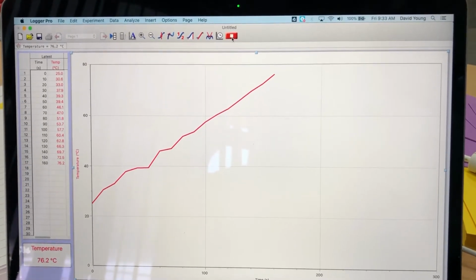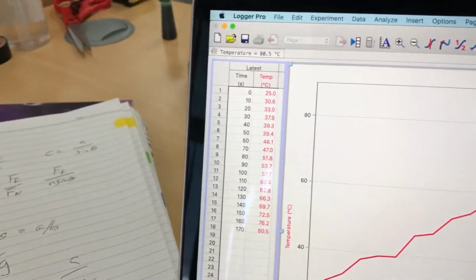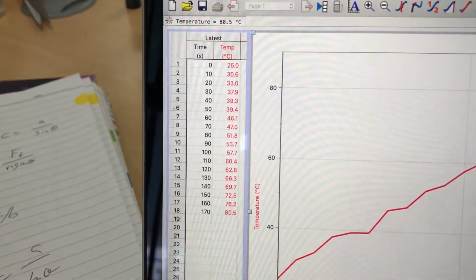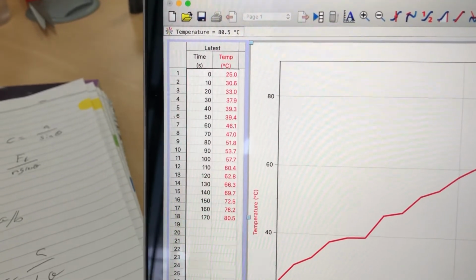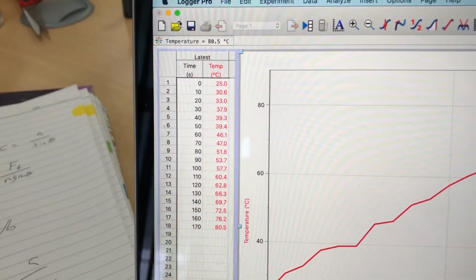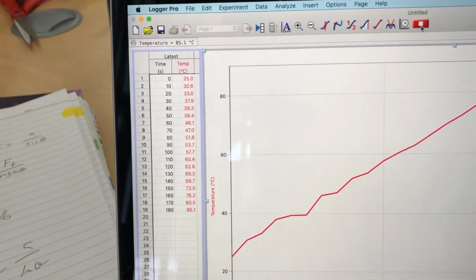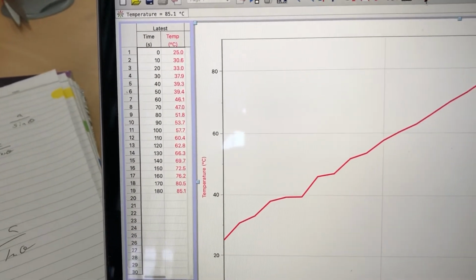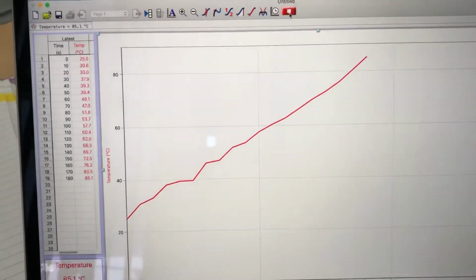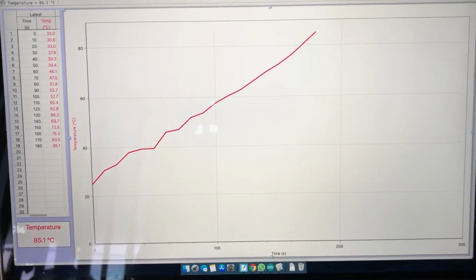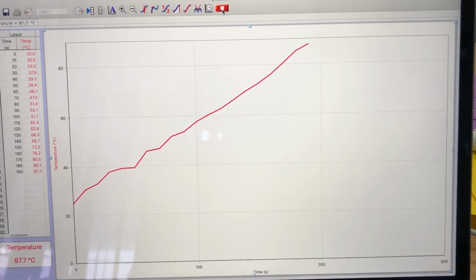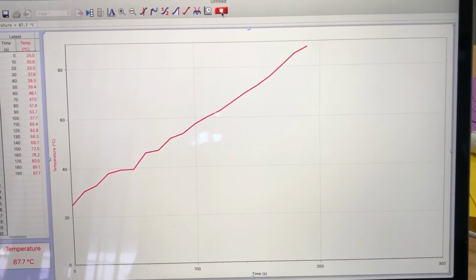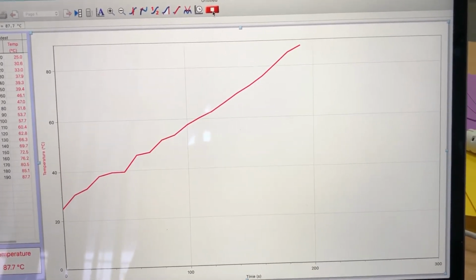Again, this is why the interface is really great, and this is also why, when you're collecting real data in your own experiment, it's always important to collect as much data as you possibly can. We can see the temperature is up to about 85. We know the boiling temperature of water is supposed to be about 100, so I imagine we'll be there soon. We're almost 3 minutes into the experiment. Well, we just hit 3 minutes.